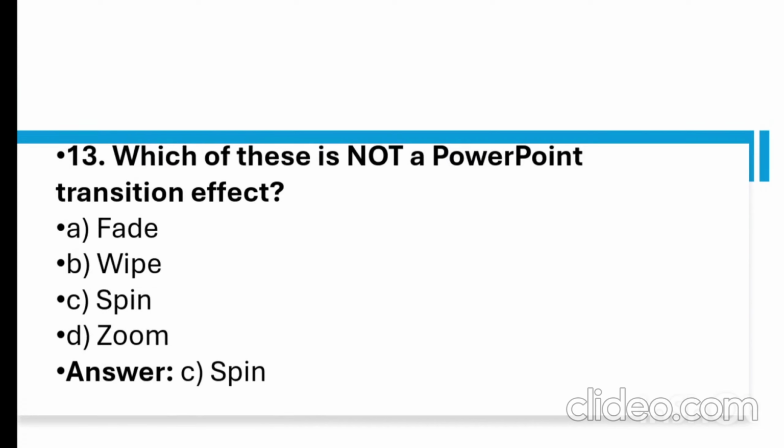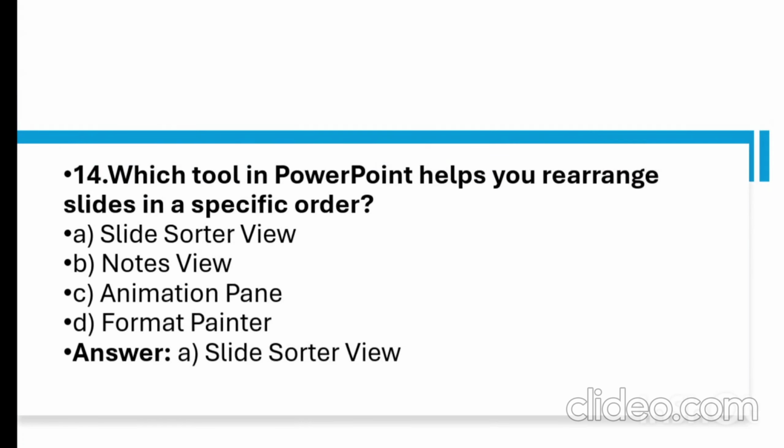Question number 13. Which of these is not a PowerPoint transition effect? Options are A. Fade, B. Wipe, C. Spin, or D. Zoom. So the correct answer is option C, Spin. Question number 14. Which tool in PowerPoint helps you rearrange slides in a specific order? Options are A. Slide sorter view, B. Notes view, C. Animation pane, or D. Format painter. So the correct answer is A, Slide sorter view.